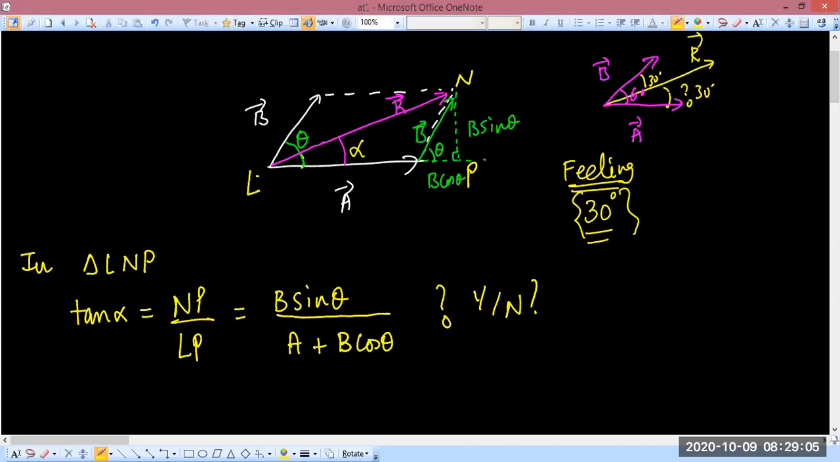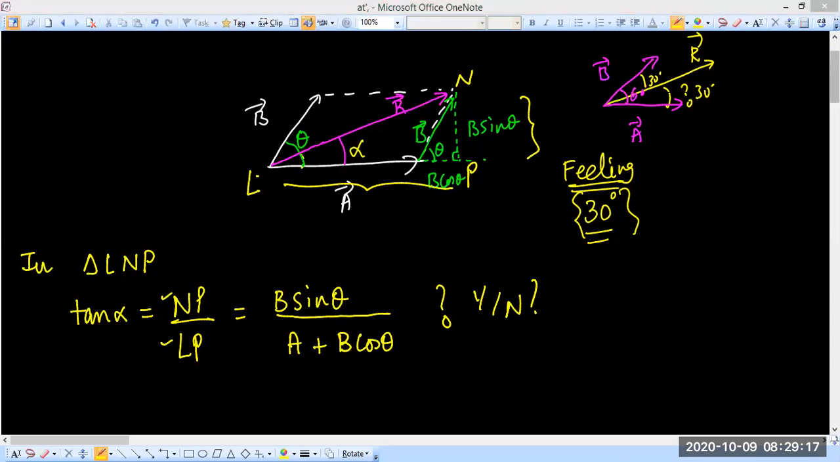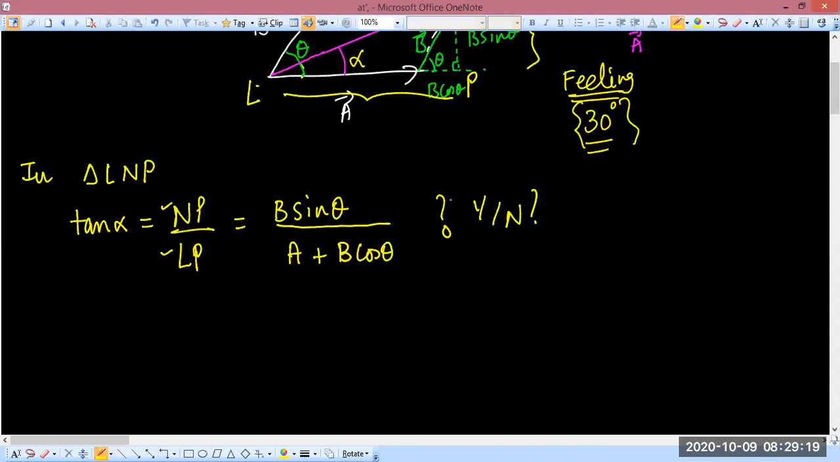Tan alpha is opposite upon adjacent. So opposite upon adjacent, and then you put in the values and it is done. Okay. So this is also an important formula, everyone. This is also an important formula.